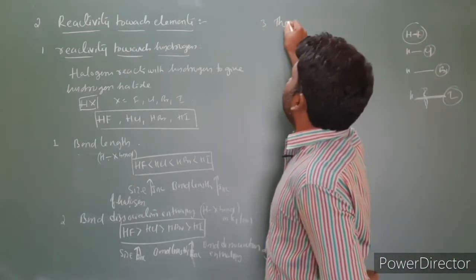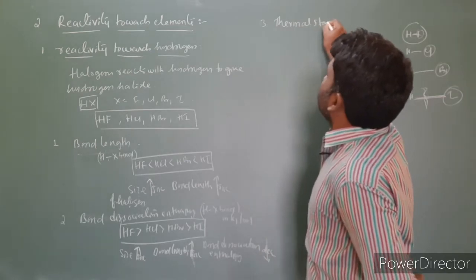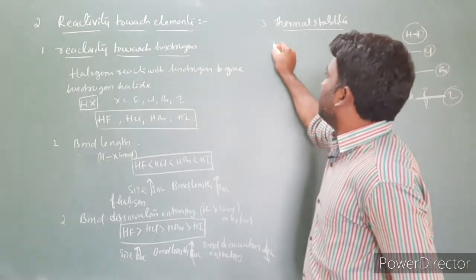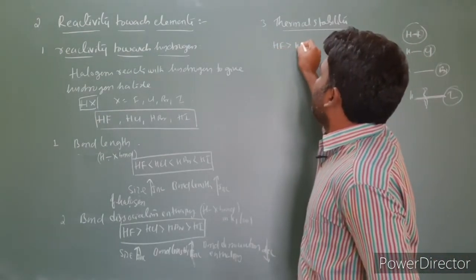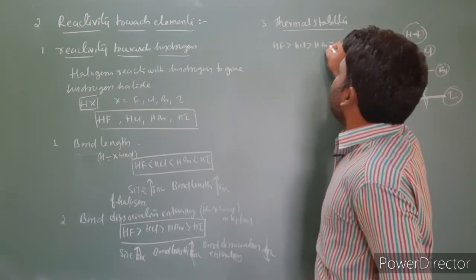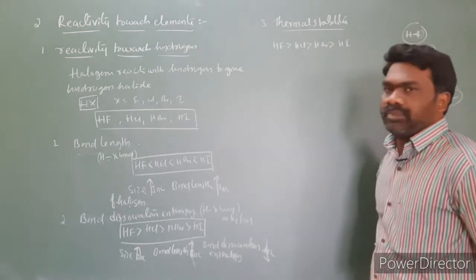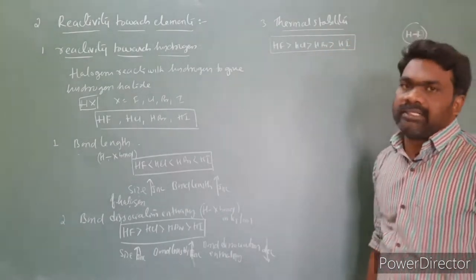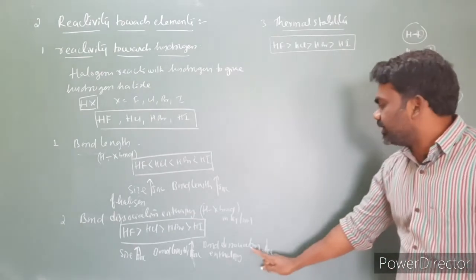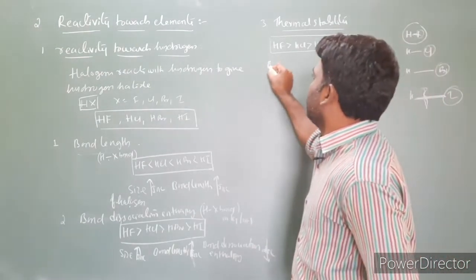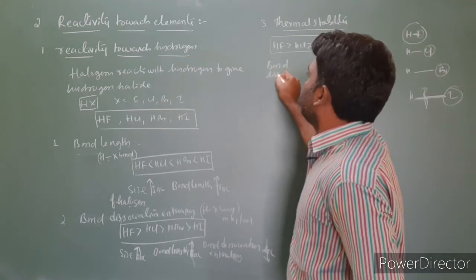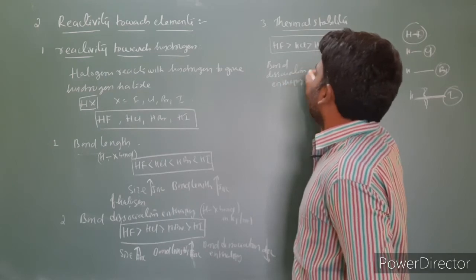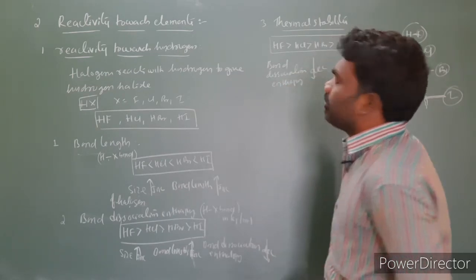Third one is thermal stability. So what we can expect is HF is greater than HCl, greater than HBr, greater than HI. Then while moving from top to bottom, thermal stability decreases because bond dissociation enthalpy decreases. Bond dissociation enthalpy decreases from top to bottom.